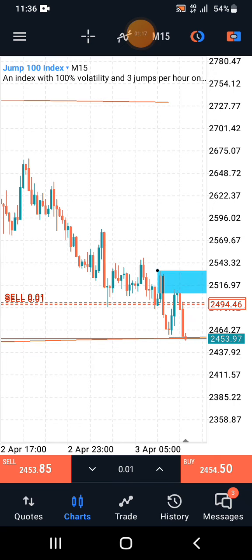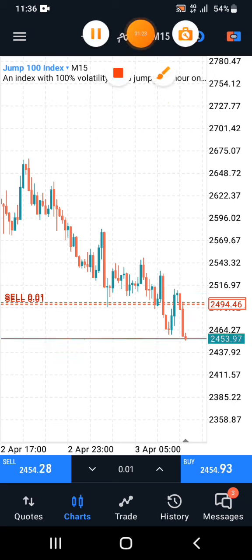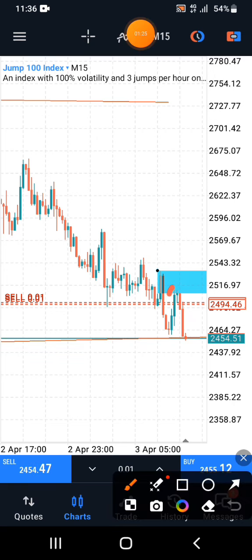As you can see on the 15 minutes, I was waiting for a reversal from there, and I saw the market made a small dodge right here, and a red candle saying that the market is going down. Then I took my sell trades from right there.